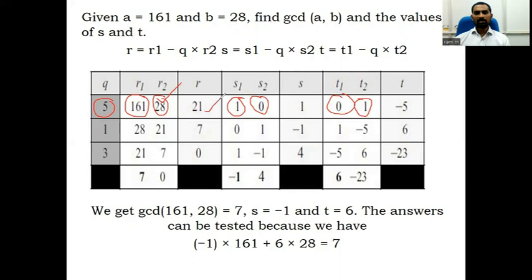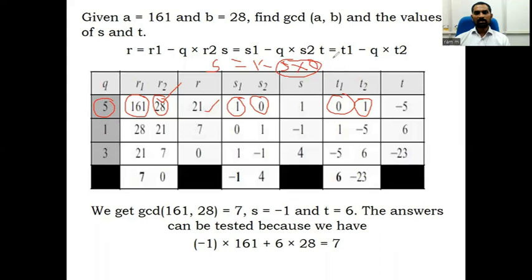Now, how are we going to get the S value? S is equal to S1 minus Q into S2. S equal to S1, which is 1, minus the Q value, 5, into 0. 5 into 0 is 0. So the S value is 1. That is how we got S equal to 1.